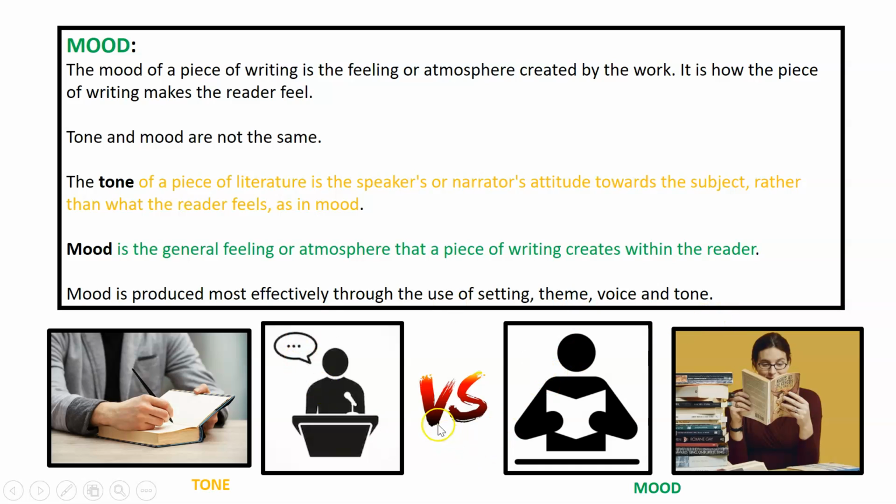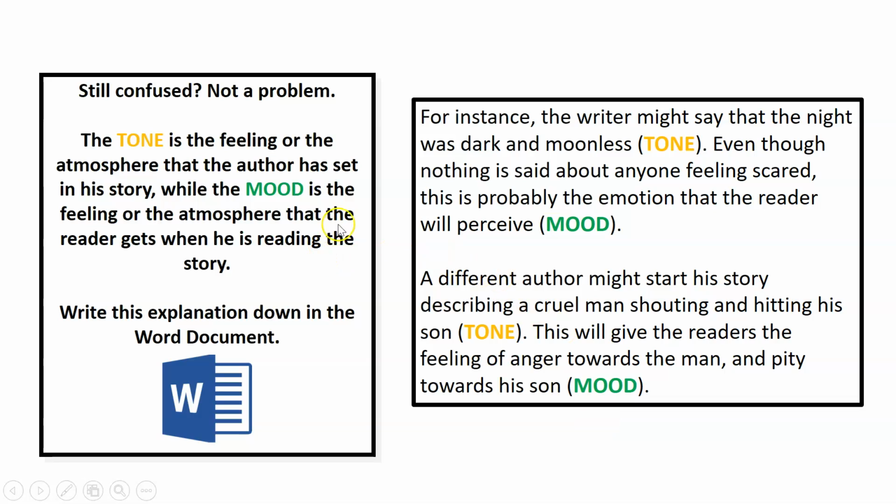So the little image down here is that how a writer thinks and feels and what words they use is the tone, and how that then influences you as a reader in terms of how you think and feel is the mood. If you're still confused, that's okay. One way that I like to set this example is that the tone is the feeling or atmosphere that the author has set in the story, while the mood is the feeling or atmosphere that the reader feels. I would like you to write down this explanation in the Word document, whether paraphrasing it or using this direct example, so please do that.